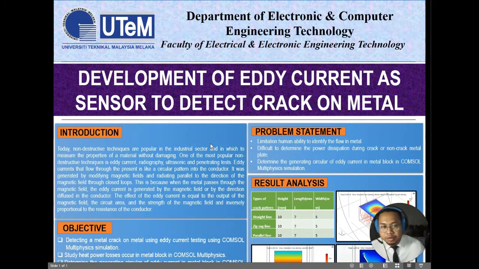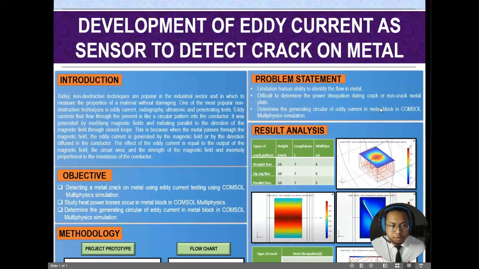So the problem statement of my project is, the reason why I created my project is the limitation of human ability to identify flaws in metal. With the naked eye, it is hard to detect and inspect whether a material or metal has a crack or not. Secondly, it's difficult to determine the power dissipation in a cracked or non-cracked metal plate.